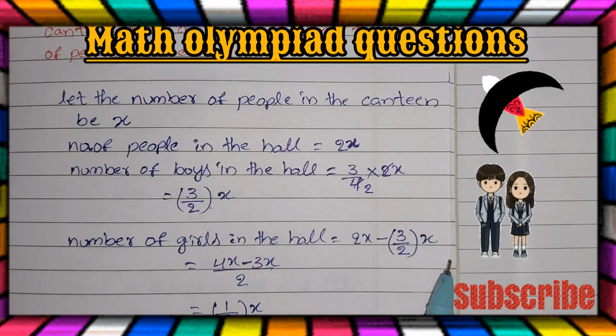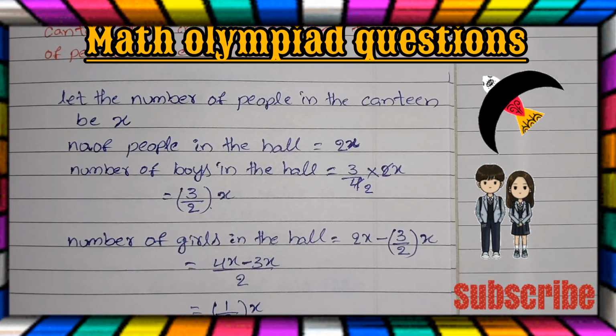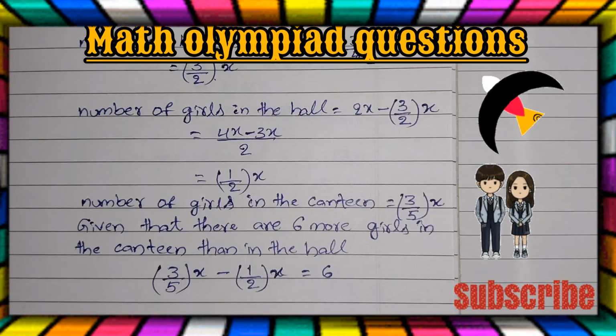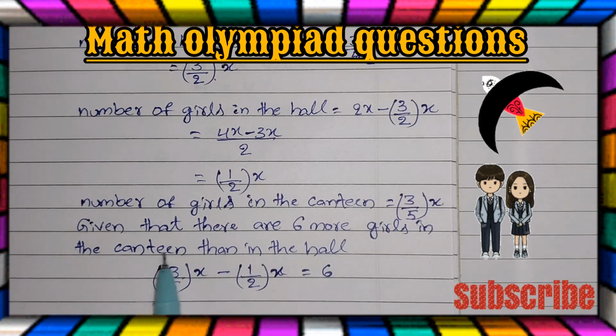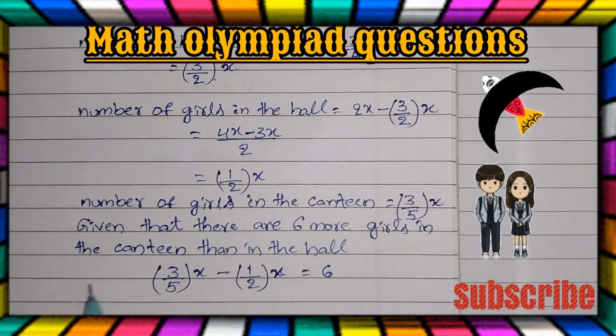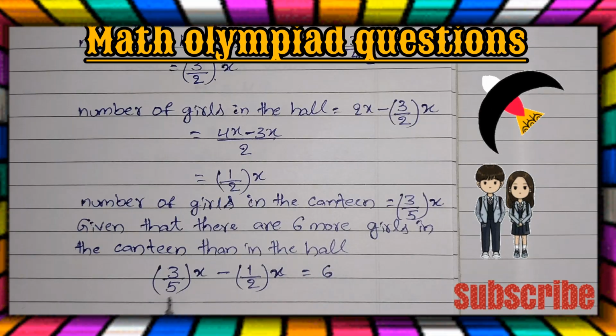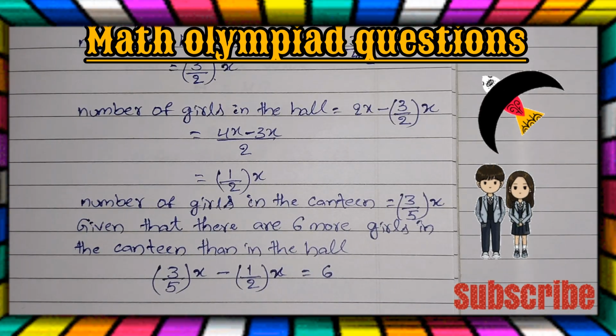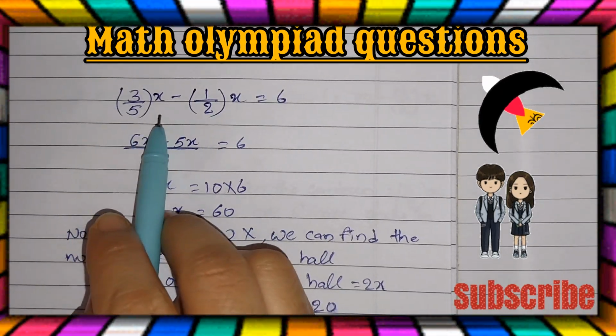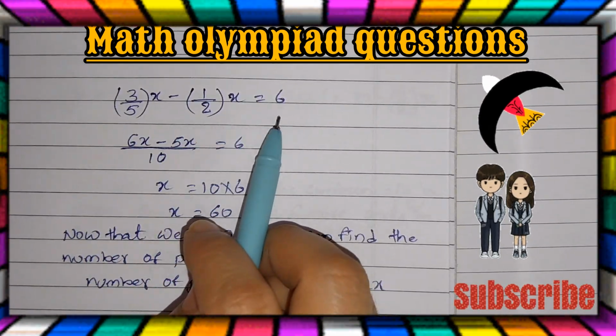Number of girls in the hall equals 2x minus 3 by 2 of x, which is 4x minus 3x by 2, equals 1 by 2 of x. Number of girls in the canteen is 3 by 5 of x. Given that there were 6 more girls in the canteen than in the hall, 3 by 5 of x minus 1 by 2 of x equals 6.